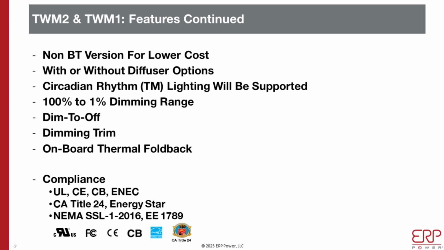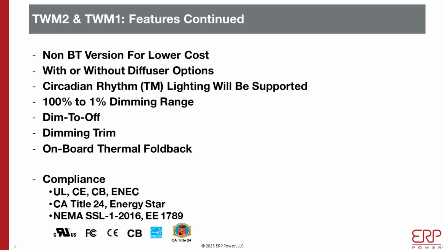Circadian rhythm, by the way, is trademarked, so we're going to use something else, and this is going to be supported. We're already working on it. 90+% of the hardware and the firmware is already there, and we're going to be supporting it in the next release. Dimming range, 100% to 1%, as I mentioned before, dim to off, and then dimming trim also is supported.